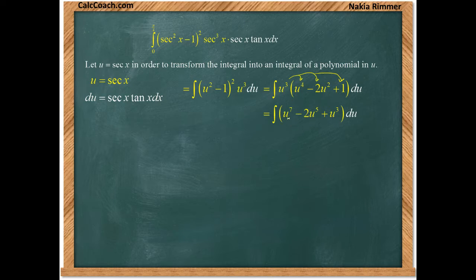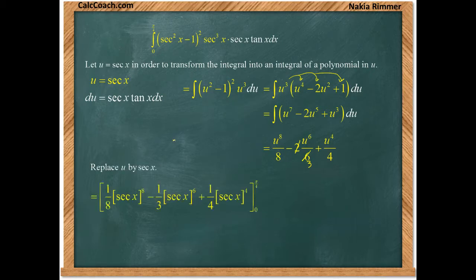Antiderivative, power rule in reverse: U to the 8th over 8 minus 2U to the 6th over 6 plus U to the 4th over 4. This 2 can turn the 6 into a 3. We'll go ahead and plug back in for U, replace U by secant x, and we're looking at an eighth of secant x raised to the 8th, subtract a third of secant x to the 6th, and add on a fourth of secant x to the 4th. And we'll plug in pi over 4, and we'll plug in 0.